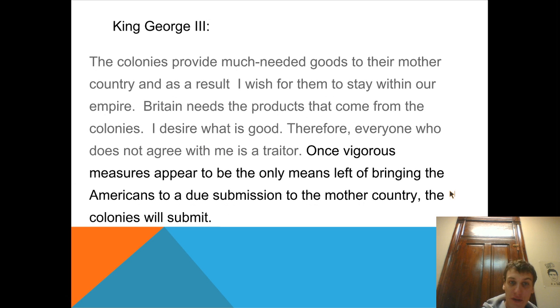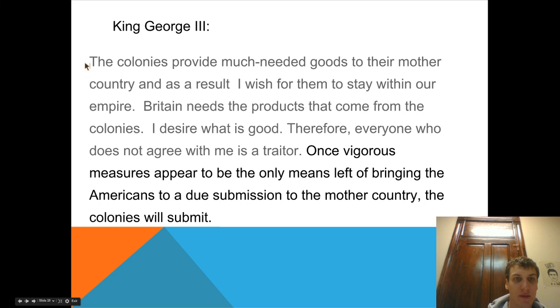King George III, the King of England, had a totally different side of what he was thinking, though. So let's read this and let's see how he thought about the colonies. So he said, "The colonies provide much needed goods to their mother country, and as a result, I wish for them to stay within our empire. Britain needs the products that come from the colonies. I desire what is good. Therefore, everyone who does not agree with me is a traitor. Once vigorous measures appear to be the only means left of bringing the Americans to a due submission to the mother country, the colonies will submit."